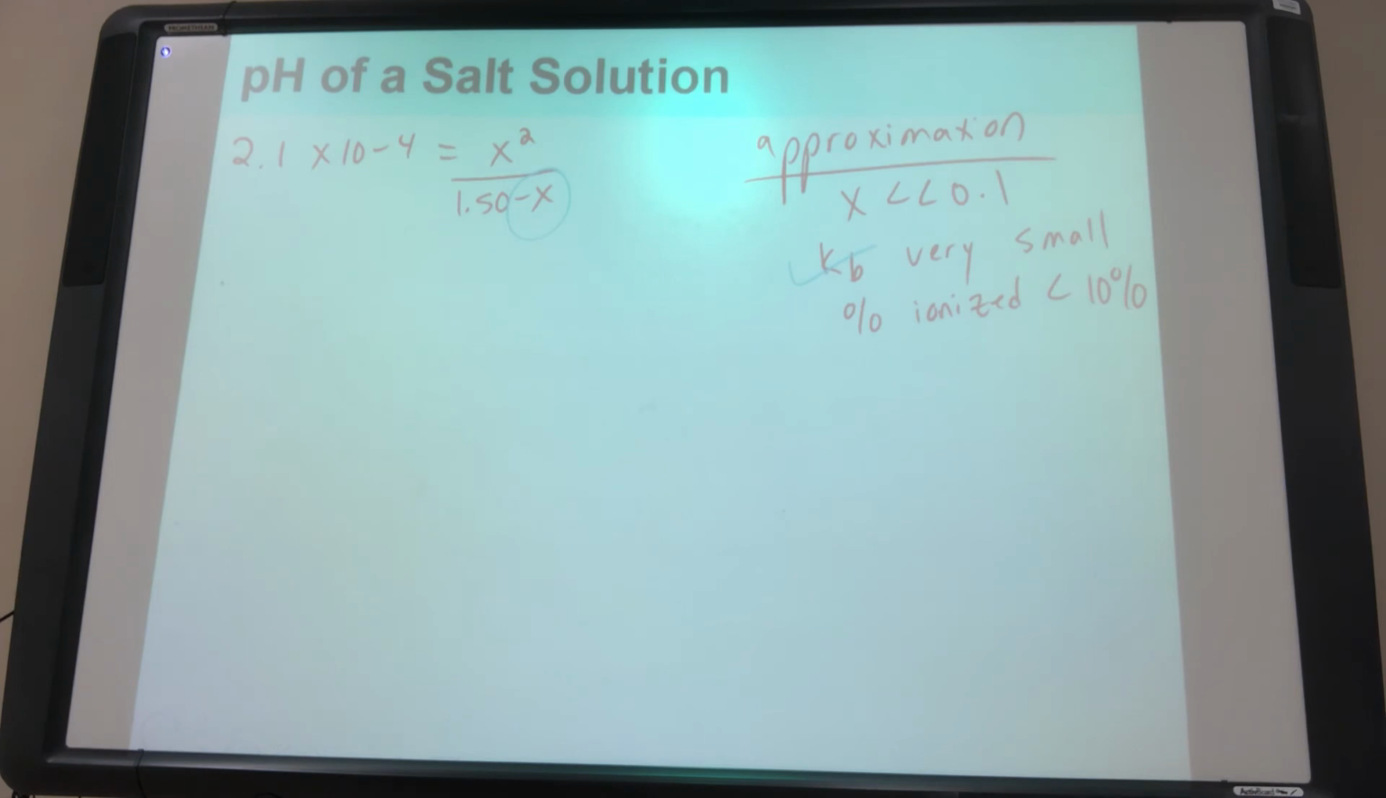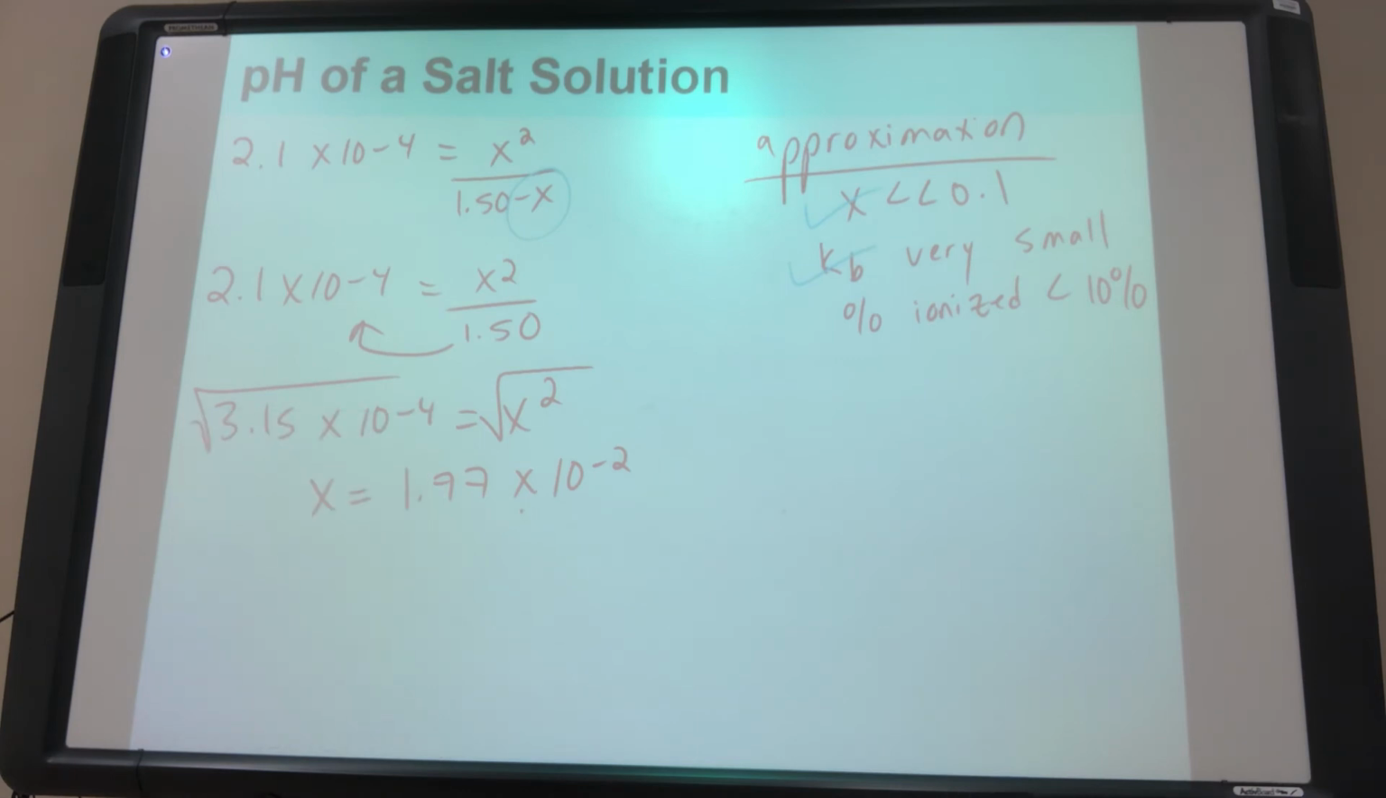So I could go ahead and assume that I can ignore that. 2.1 times 10 to the negative 4 is equal to x squared over 1.5. Multiply that over. You get 3.15 times 10 to the negative 4 is equal to x squared. Square root both sides. x is going to be 1.77 times 10 to the negative 2, which is less than 0.1. So we're good there. So now I have x.